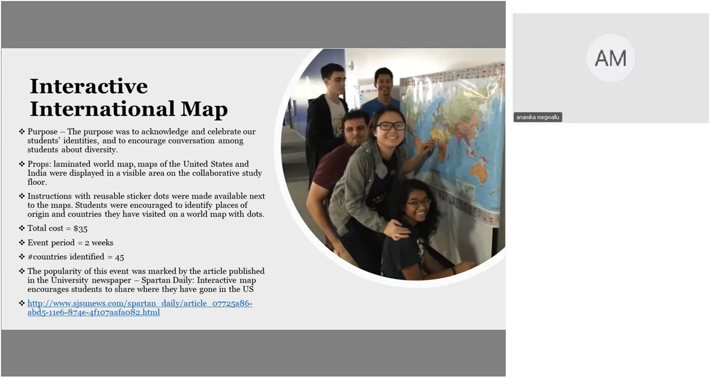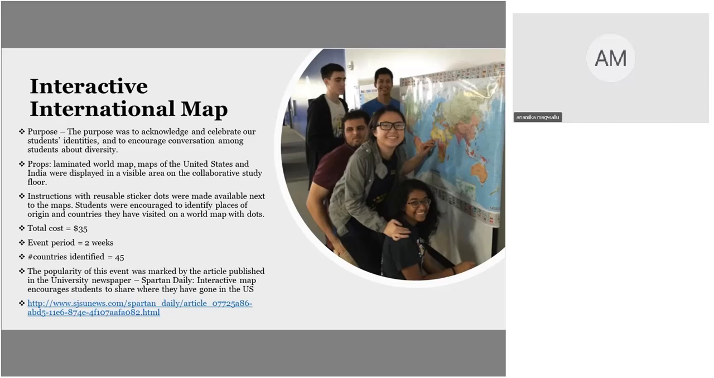The first one is the Interactive World Map. The purpose of the event was to acknowledge and celebrate student diversity and to raise awareness of the fact. This is a low-tech, low-cost, highly engaging activity that does not require librarians' presence. All you need is a laminated world map, and we also had separate maps for the United States and India. We provided sticker dots that encourage students to identify places they relate to with those dots. These maps were placed on the collaborative floor for the entire 2 weeks, and 45 countries were identified at the end of the event. You can gauge the popularity of this event from the picture to the right. There was an article about this in Spartan Daily as well.